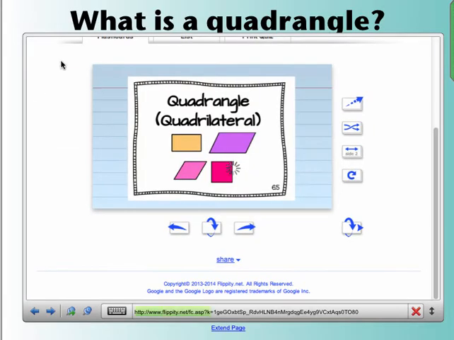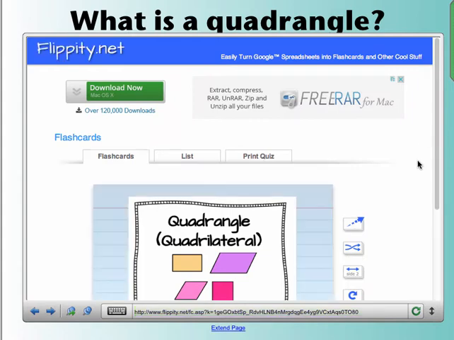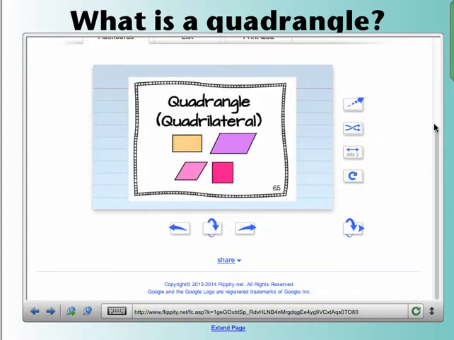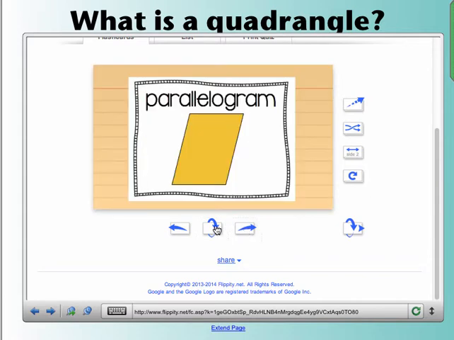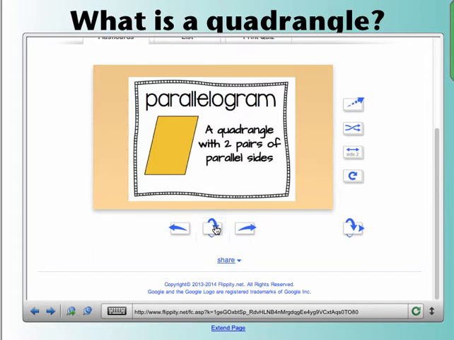So what even is a quadrangle? We have some vocabulary, and once again, you can find these on the Unit 6 math page, the link to it under vocabulary. Today we're going to be talking about quadrangles or quadrilaterals, which are polygons that have 4 angles and 4 sides. They come in many different shapes, and we'll talk more about them a little bit later. A parallelogram is a type of quadrangle. It has 2 pairs of parallel sides.